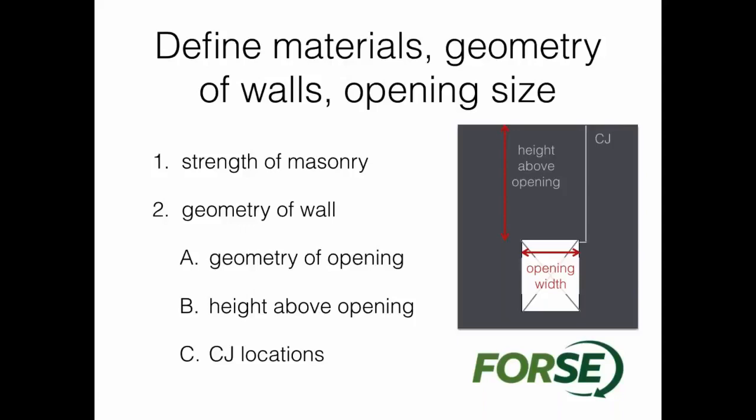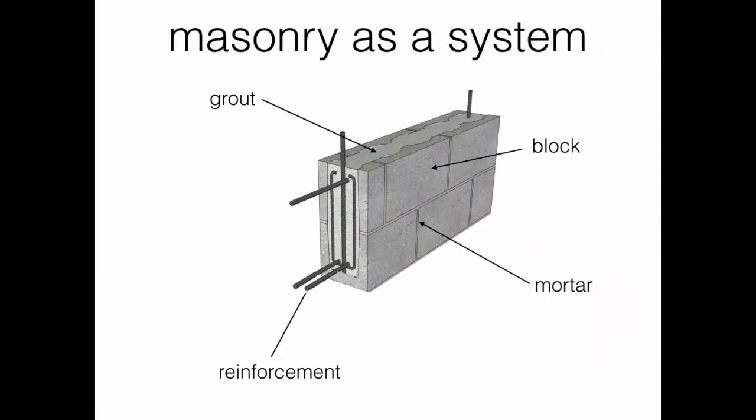Geometry of the wall, geometry of the opening, height above the opening, all those different parameters are important to understand before we can actually do lintel design. We have to know all of those. And then last but not least, control joint locations. So what I showed up here first is the typical, right? And then we'll get into where I think it should be instead of that typical.